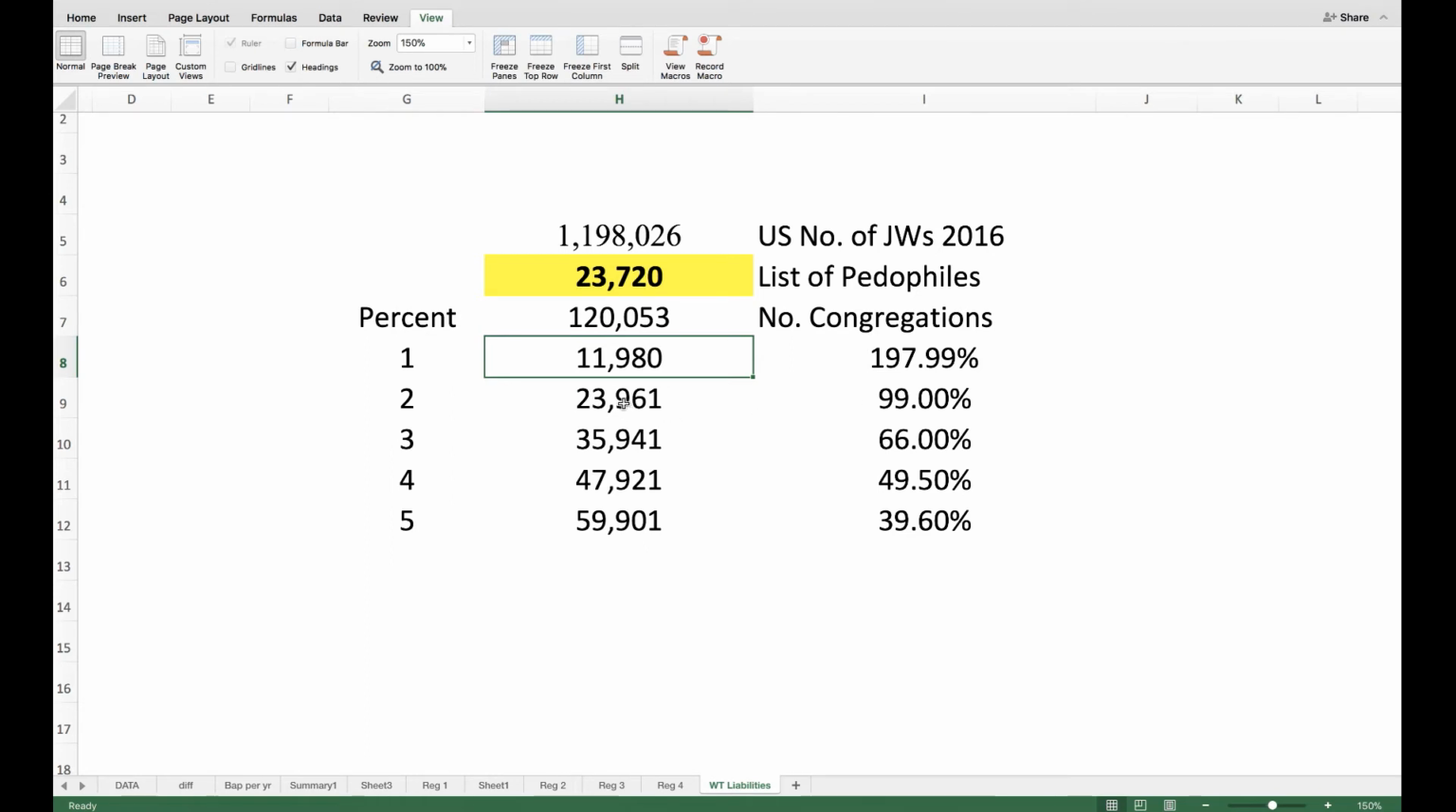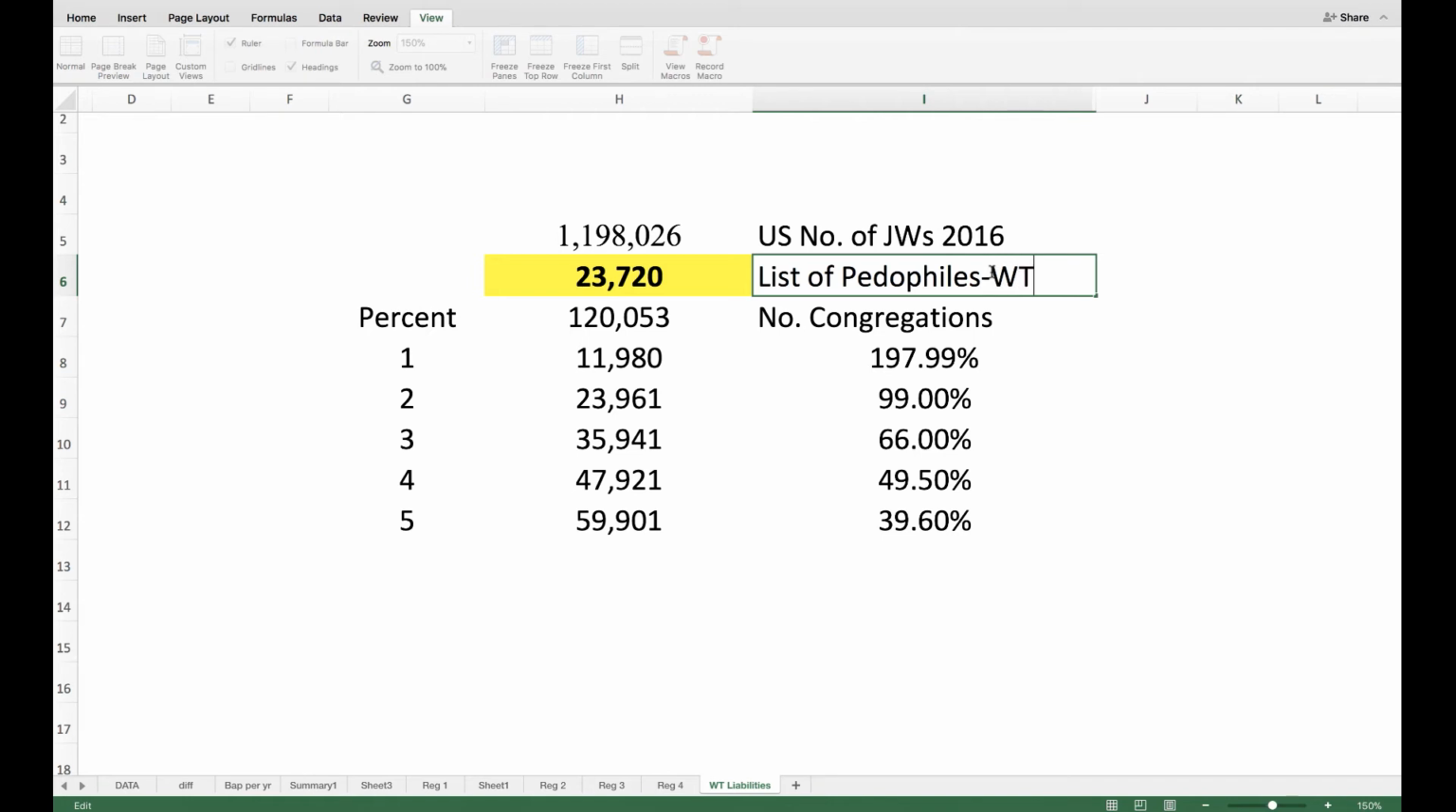At 2%, 23,961. That is almost exactly the number that is on the list that the Watchtower, this is the Watchtower list of pedophiles that it's protecting, this list. And they're paying $4,000 a day.